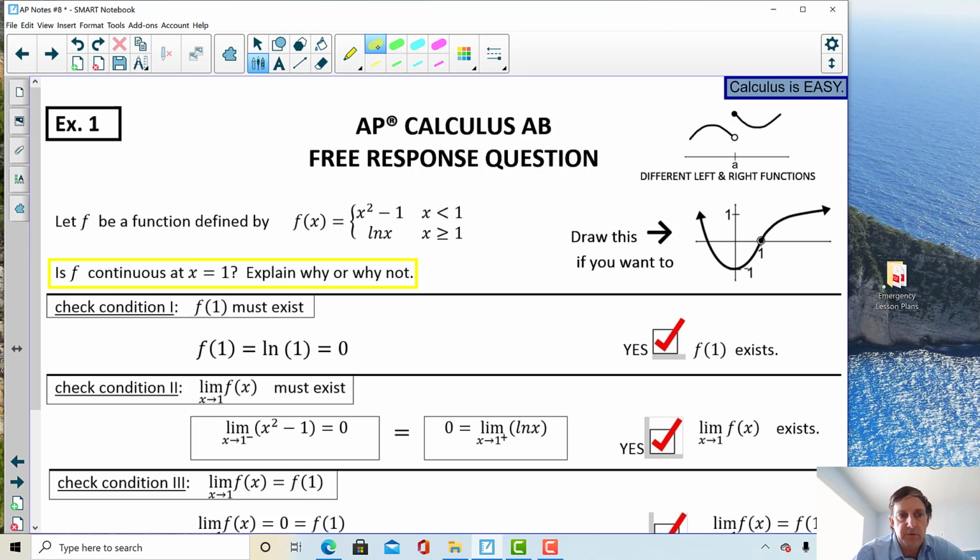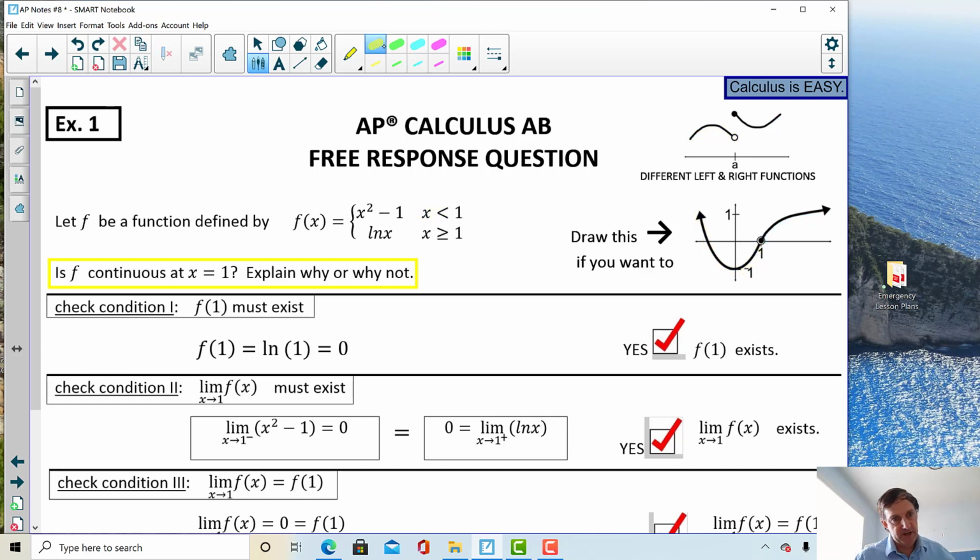Okay, now we're going to use those three conditions and we're going to check a piecewise function. For the first piecewise function, we're going to have when x is less than 1, you get one function. So that would be this part right here. And when x is greater than or equal to 1, you get some other function. So that would be this part right here. Now by drawing the actual graph of that piecewise function, it's going to make it really easy to see if the function is continuous or not.